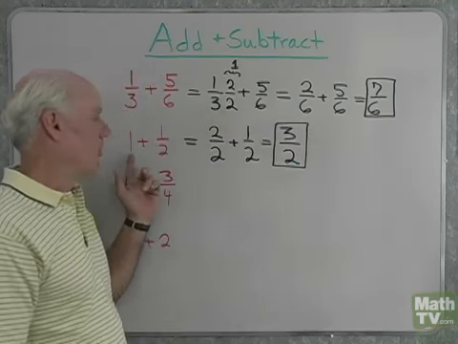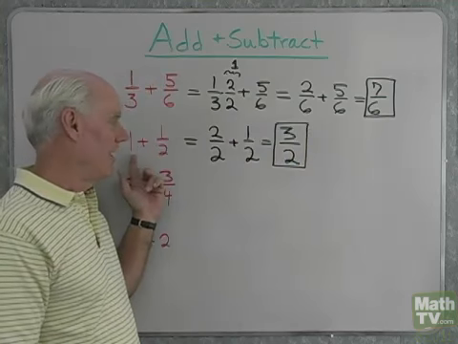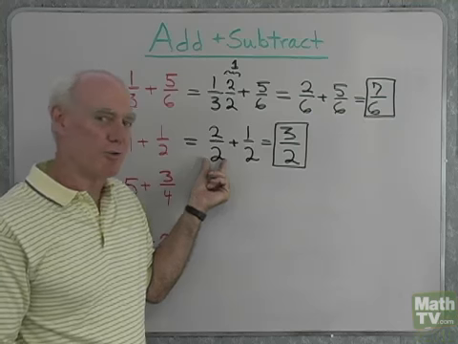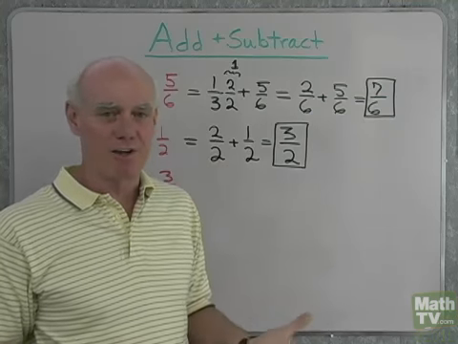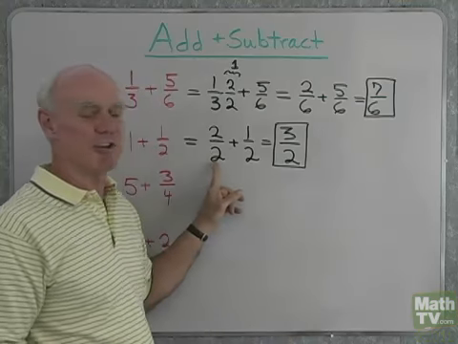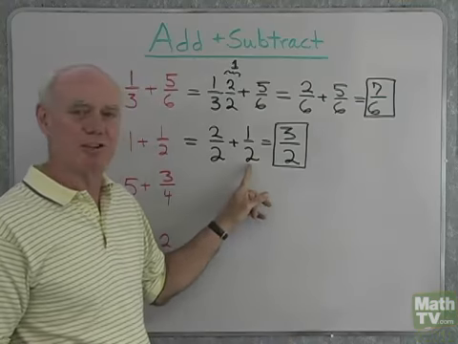So anytime you have a whole number like this, like 1, and you want to add a fraction to it, you can think of that 1 as 2 over 2, or 3 over 3, 5 over 5, 7 over 7, whatever's convenient. In this case, it's convenient to think of it as 2 over 2 because I'm adding it to 1/2.